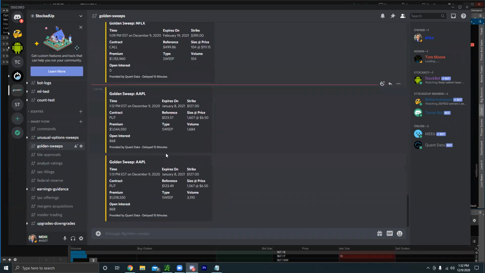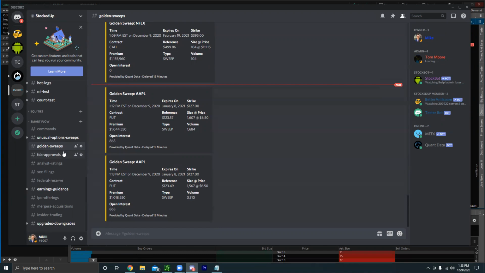So golden sweeps can be extremely valuable. It can just show you that, hey, someone's putting about $2 million on Apple to the downside until January 8th. And it tells you this pretty much right as it happens too. So it can be very, very valuable.